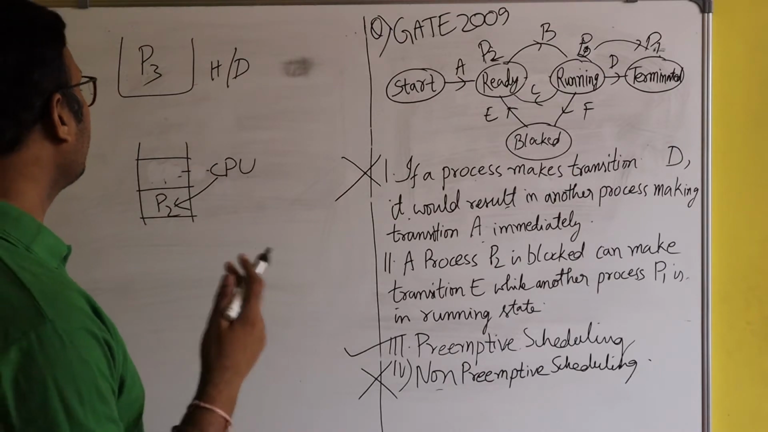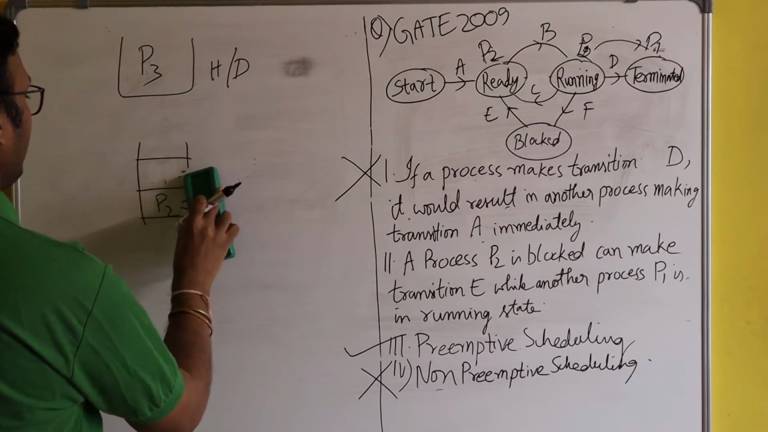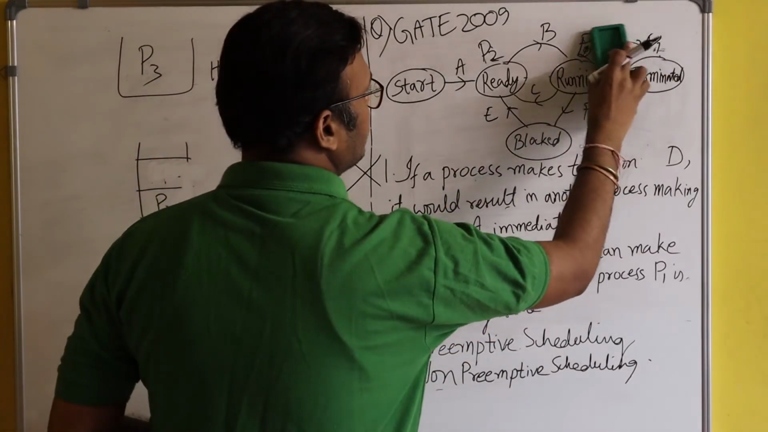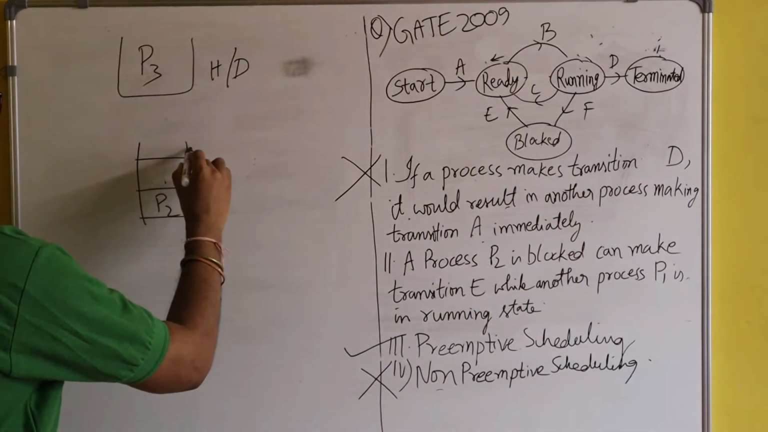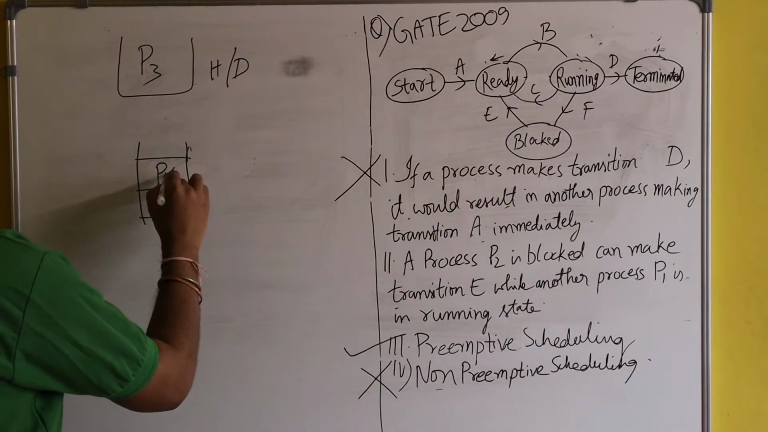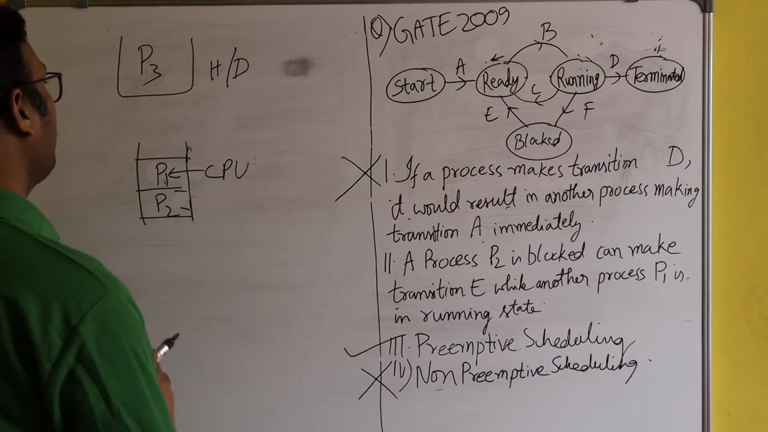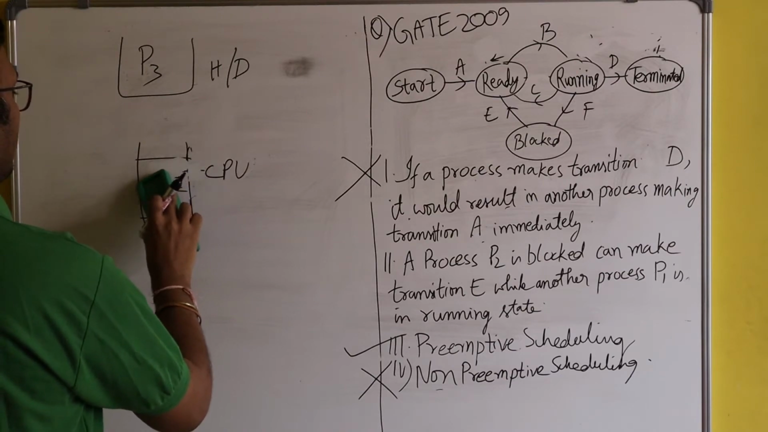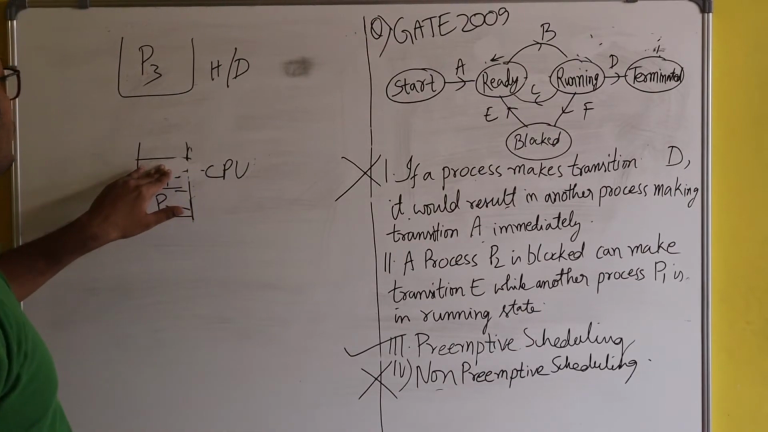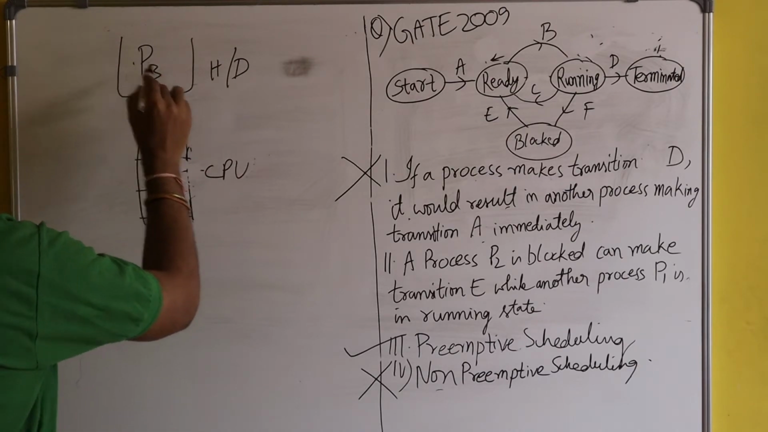Or there is another explanation. Once again I tell you, there is one more explanation left. Suppose a process P1 is running, and the task of process P1 is over. So now process P1 is gone. It doesn't mean that because the task of P1 is over, P3, which is in the hard disk in the start state, will move.